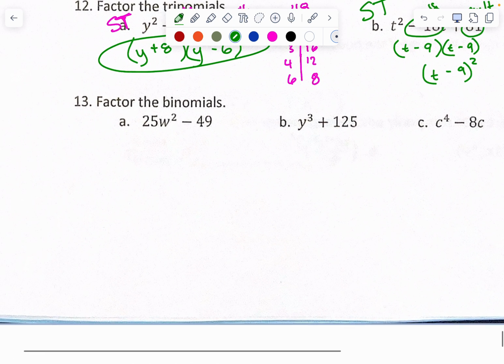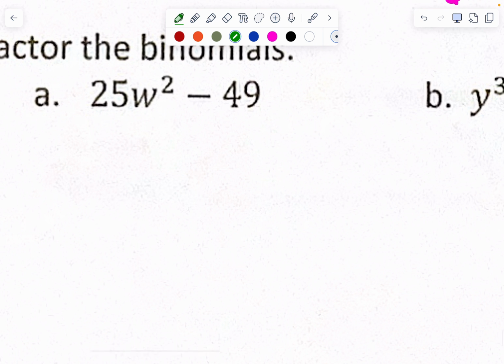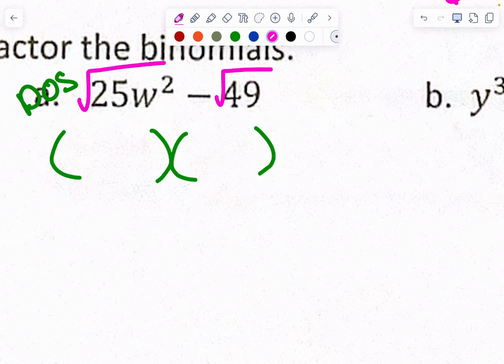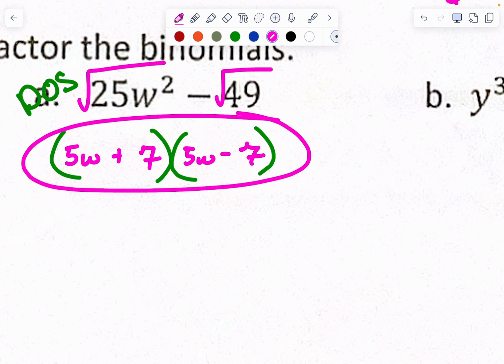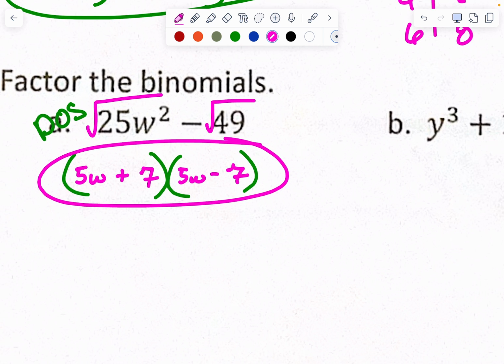Okay, factoring binomials. What is this one? A difference of squares. Take a square root. What's the square root of the first part? 5w and 5w. And the square root of the second part? 7 and 7, one plus and one minus. There's my difference of squares.